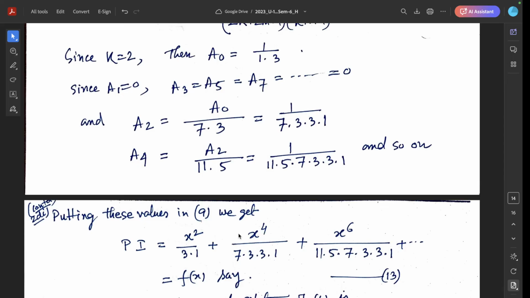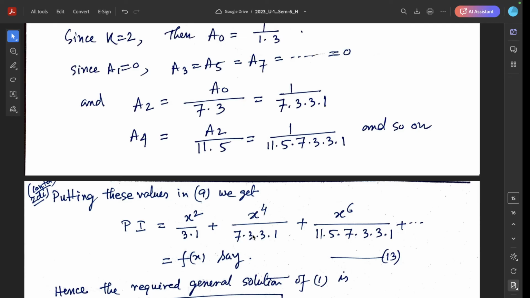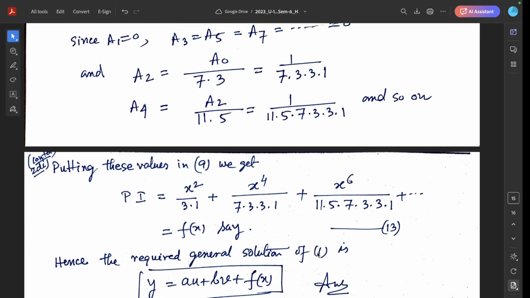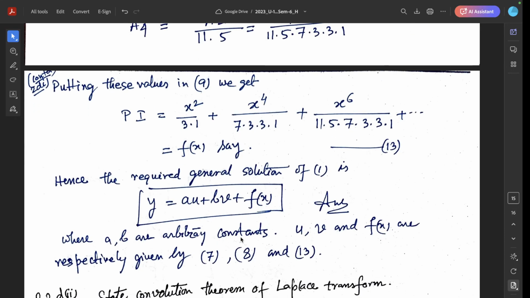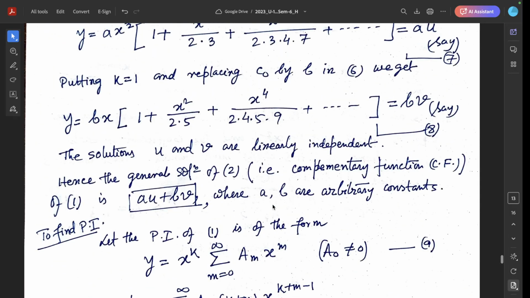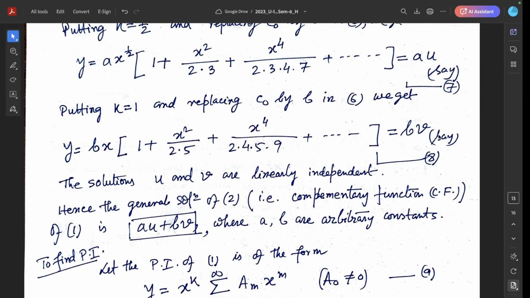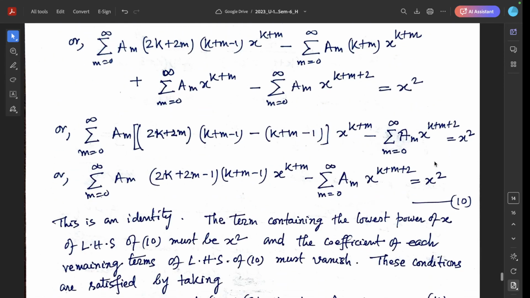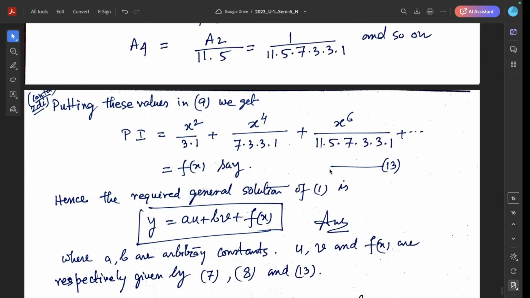Putting all these values in 9, we get the particular integral: x square by 3 into 1 plus x to the power 4 by 7 into 3 into 3 into 1 plus x to the power 6 by this, plus dot dot. This is equal to fx, 13. So the required general solution of the given differential equation 1 is y equal to au plus bv plus fx, where a, b are arbitrary constants and u, v and fx are given by: u is given by 7, v is given by 8, and fx, the particular solution, is given by 13.